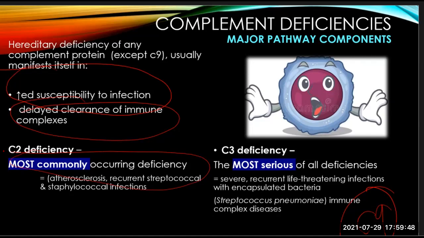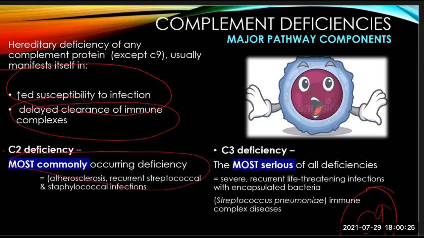So, the presence of that deficiency will lead to the development of atherosclerosis, recurrent, palagi na lang nagkakaroon ng streptococcal and staphylococcal infection. So, the C2 deficient individuals may be more prone to recurrent streptococcal and staphylococcal infections. And the factor B locus is nearby and often C2 deficient persons are reported to have decreases in factor B also. Other types of complement deficiencies are less common. Pero basta yung pinaka-common C2.